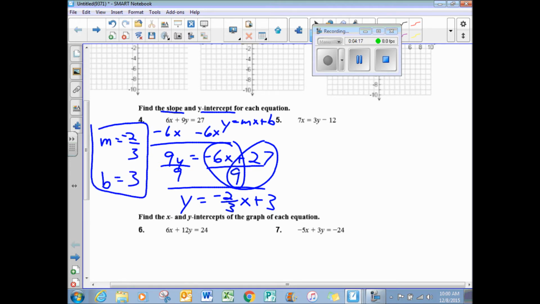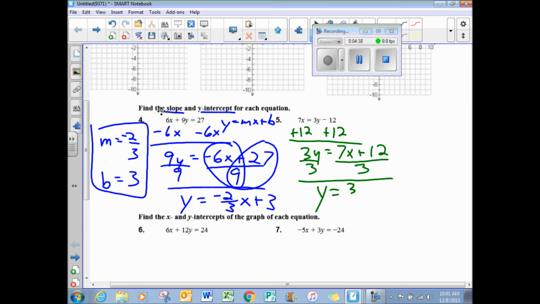Okay. And the next one, we need to get y alone, so I could add 12 to both sides. That would be the easiest way to go about it. So I get 3y equals 7x plus 12. I just flip-flop what was on each side, so it matches my slope-intercept form. And then I could just divide both sides by 3, and we get y equals 7/3 x plus 4.